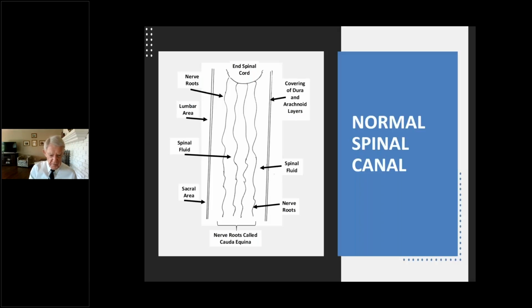Now, here are some pictures just to make sure that we all understand exactly what adhesive arachnoiditis is and how it begins. And this is a normal canal. Let me make sure we get our bearings here. This is the end of the spinal cord. This is fluid in here, and there are the nerve roots hanging down. And they hang down throughout the lumbar spine and into the sacral spine.